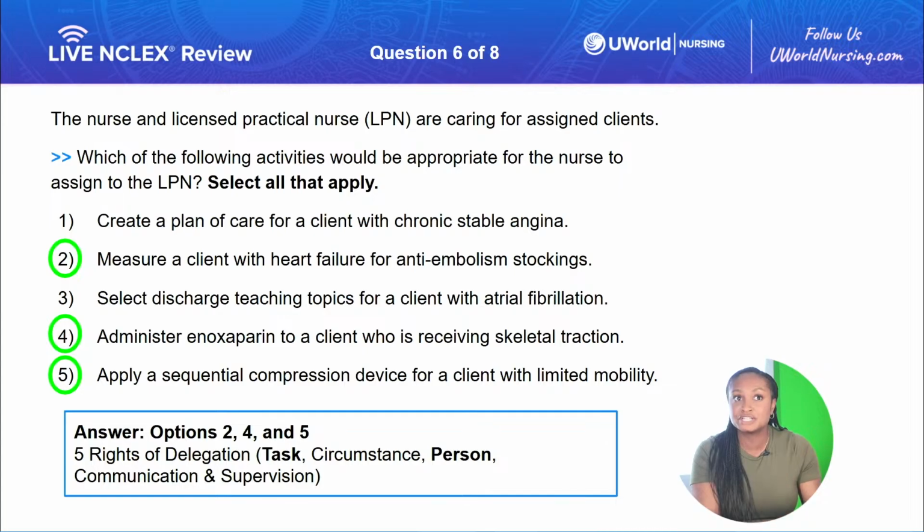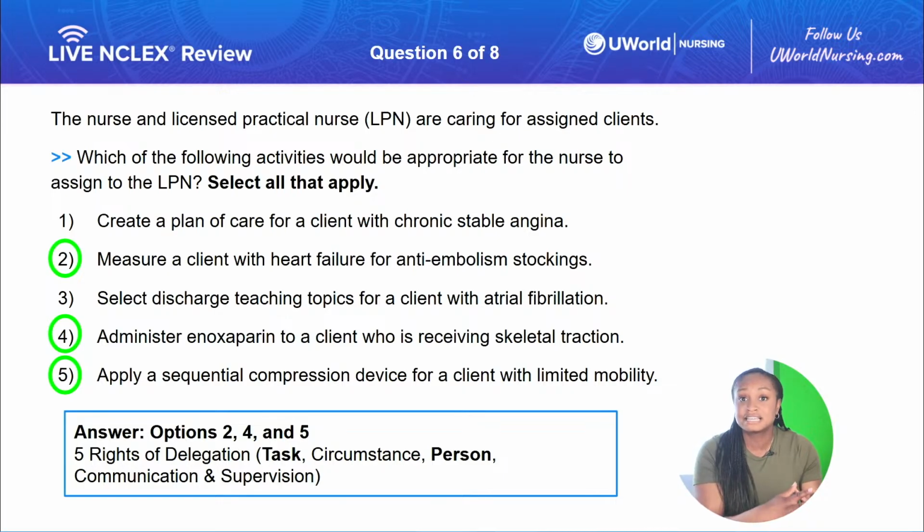Administer enoxaparin to a client who is receiving skeletal traction. Again, this is a routine medication that a client on skeletal traction would be on, so it's okay for them to continue doing. And then applying a sequential compression device, or an SCD, to a client with limited mobility.